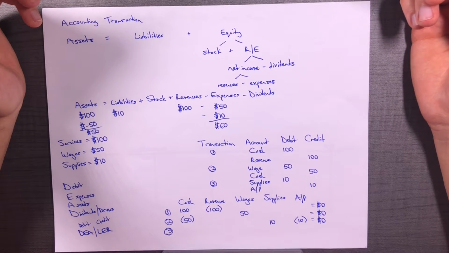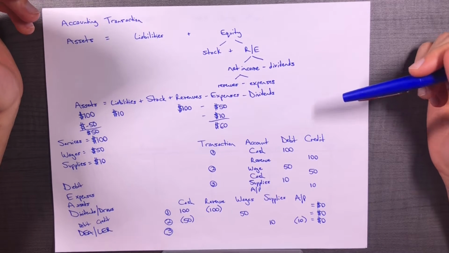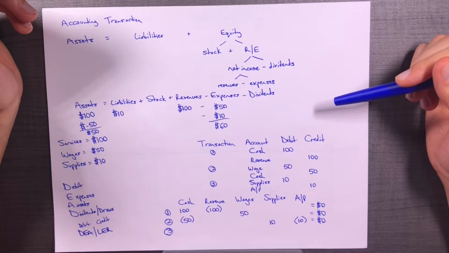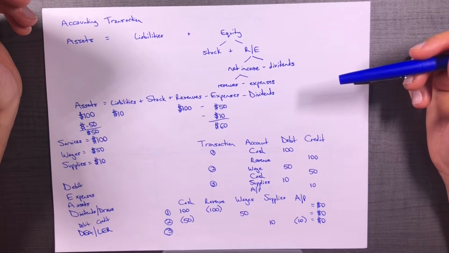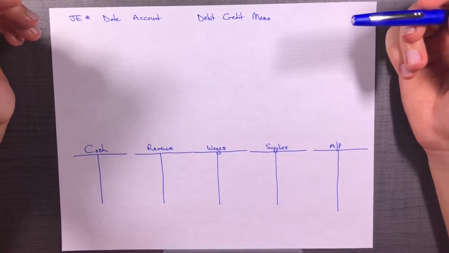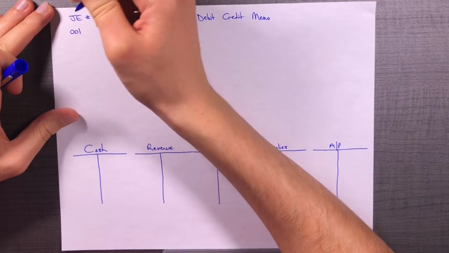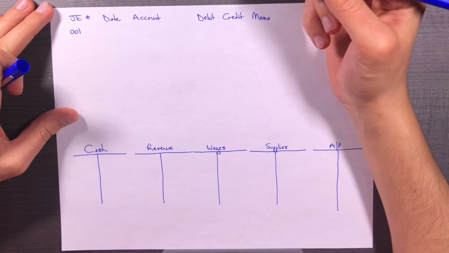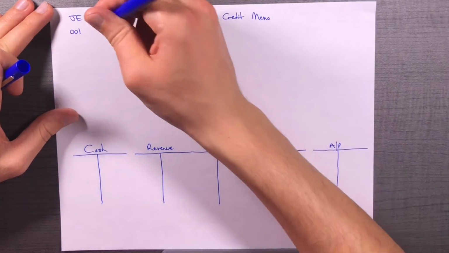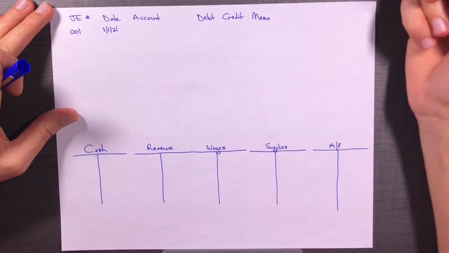As you'll recall, our first transaction was receiving cash for services we performed. We saw using DEAD that we had to debit cash and credit revenue for $100. All we're going to do now is journalize this entry and record it in our T account. Let's start with our journal entry number, which will start with number 001. Let's just assume that all 3 of these transactions occurred on 1/1/21. So we can fill that in.